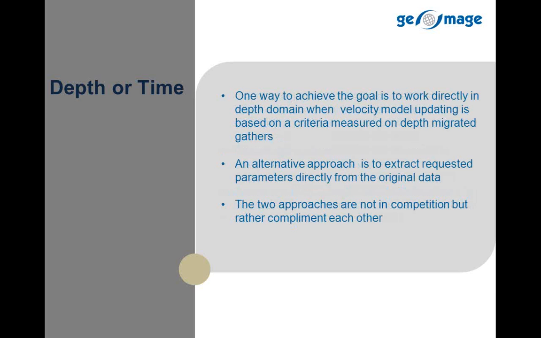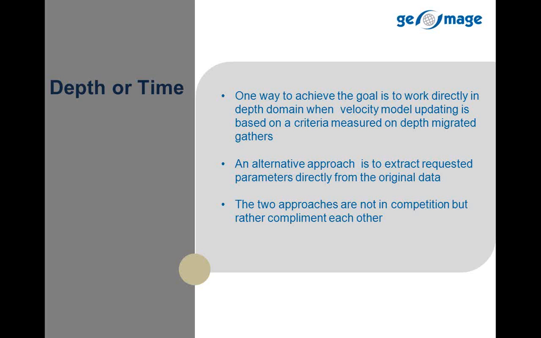This can be done at least in two ways. One way to achieve the velocity model, to build the velocity model, is to work directly in the depth domain. And this is the most popular and usual or common way to build the velocity model today. We work directly in the depth domain, trying to update the velocity model using different criteria of depth migrated gathers.